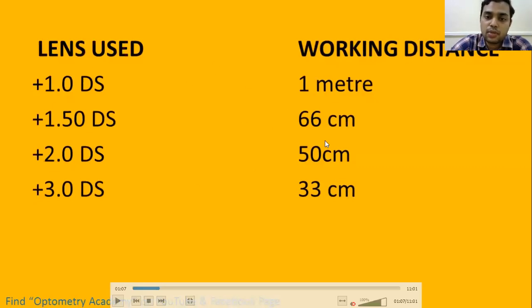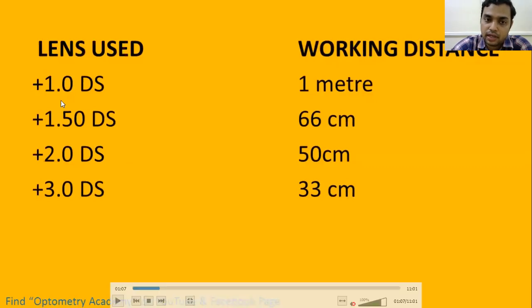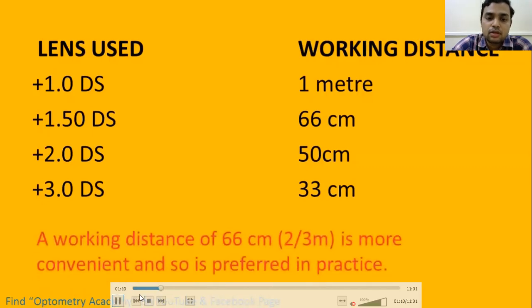The working distance normally we do is 66 centimeters. For that working distance, we have to put plus 1.5 diopters in the trial frame. So finally, we have to reduce this plus 1.5 diopters to give the complete refractive state of the patient. So minus 1.5 diopters should be reduced if the working distance is 66 centimeters. So this is about working distance. So working distance of 66 centimeters, that is 2/3 of a meter, is more convenient. So it is preferred in practice.